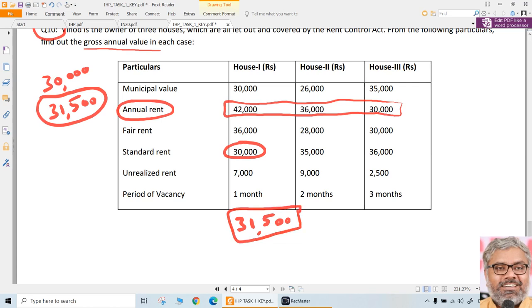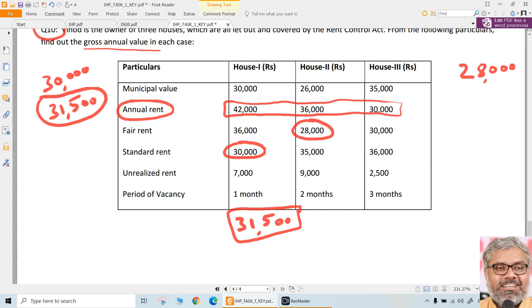Next, house number 2. Municipal value 26,000, fair rent 28,000, whichever is higher. 28,000 standard rent, whichever is lower. So we have expected rent of 28,000. Keep it aside. Then we have annual rent 36,000 and there is a vacancy of 2 months. Once again, annual rent 36,000, vacancy of 2 months means how much will be the actual rent for the period let out? Only 30,000, because 10 months only let out, 2 months vacant.